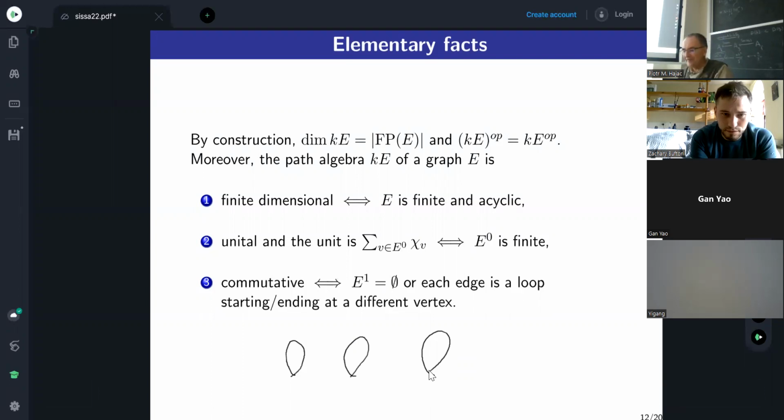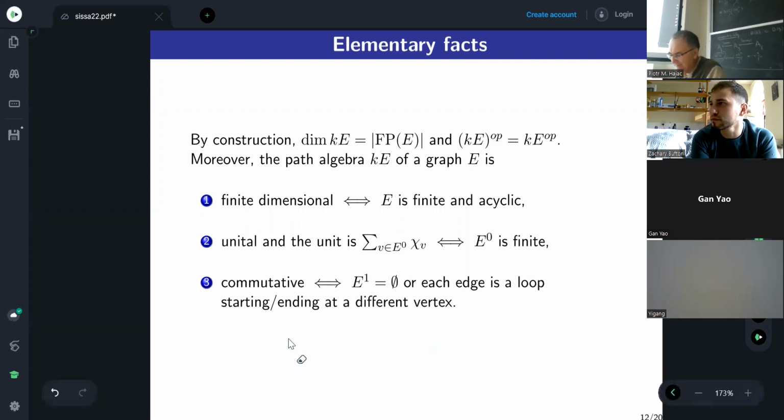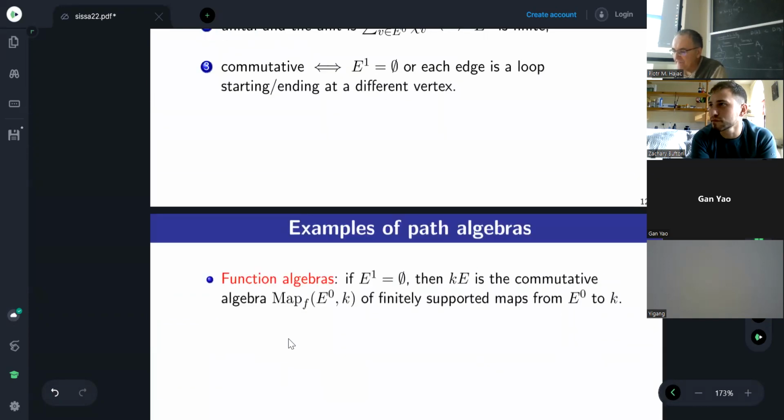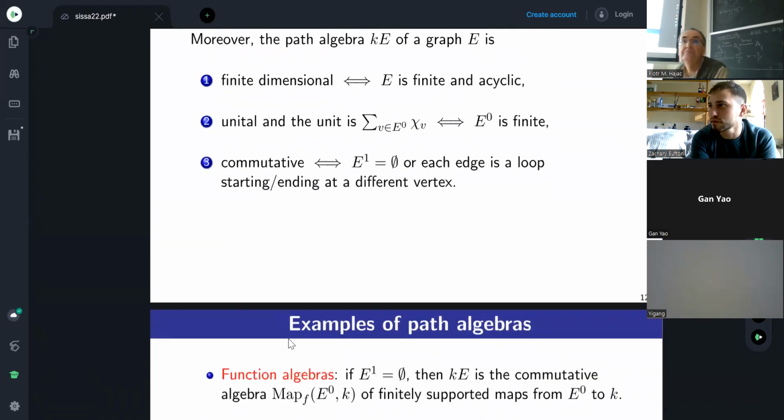So that's it. Obviously, I'm giving you examples of commutative algebras, but to prove that they're all of them, well, we have to do the exercise. But I'm not going to. Okay, so these were elementary facts. As soon as you have an edge which is not a loop, it's not commutative. That's it. If you have an edge joining one vertex to another, it's already non-commutative.